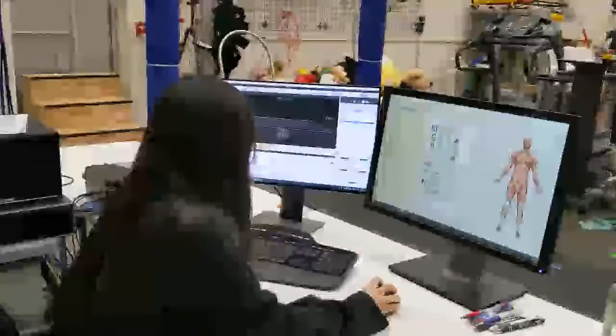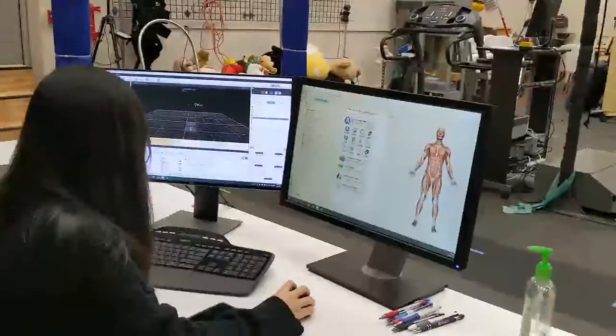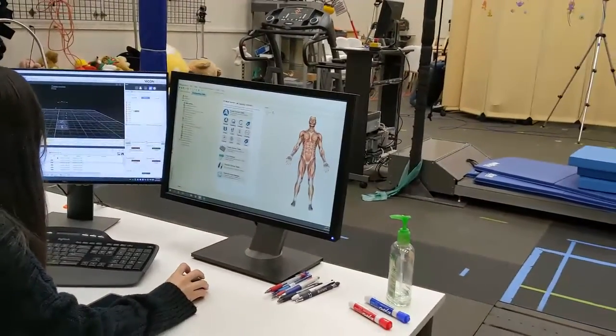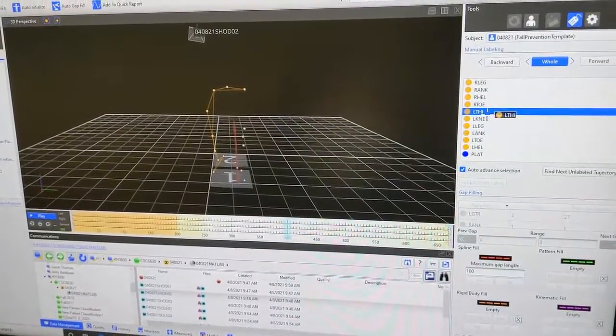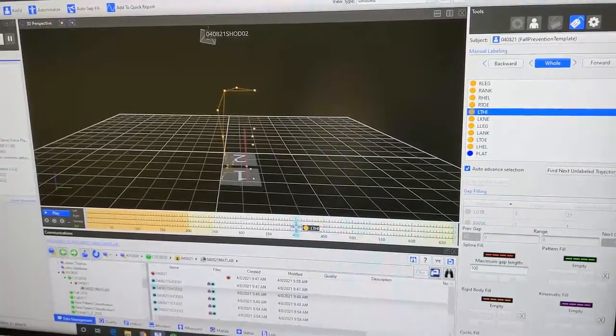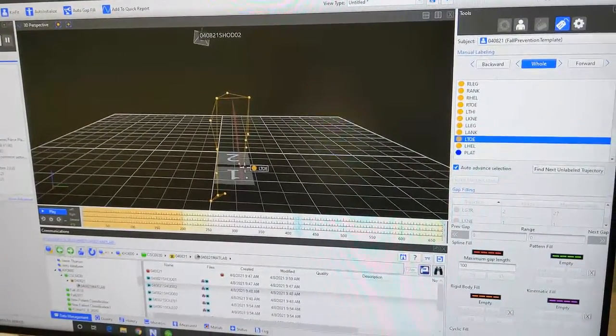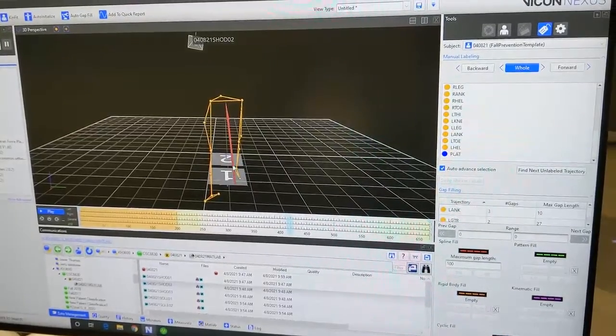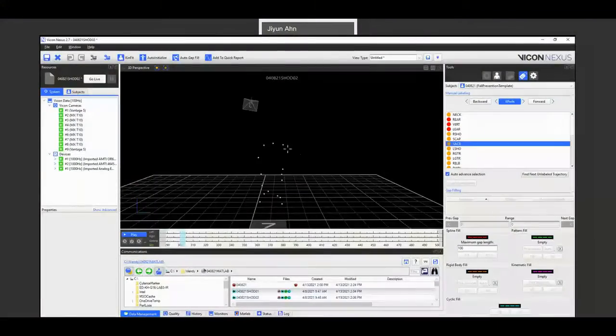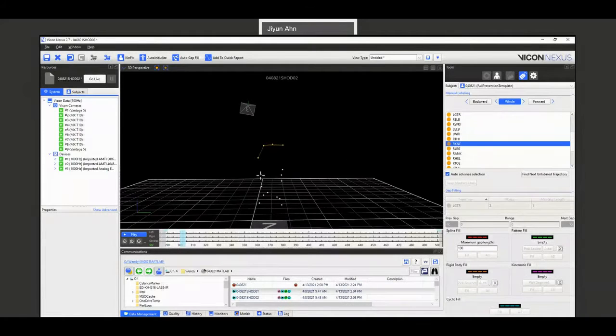Hi, my name is Jiunan. I'm presenting the Vicon Nexus program, which tracks the motion data and extracts their 3D coordinates. All walking trials were captured by the motion capture system, and 16 reflective markers were presented as gray circles in 3D perspective. To identify body landmark positions, each marker must be labeled corresponding to a predetermined template.